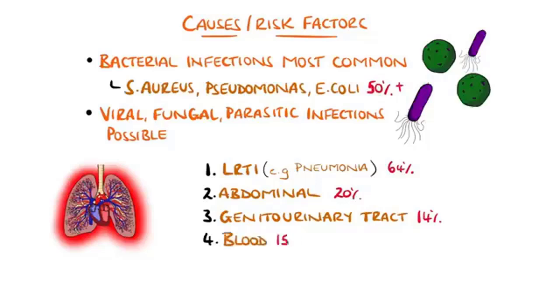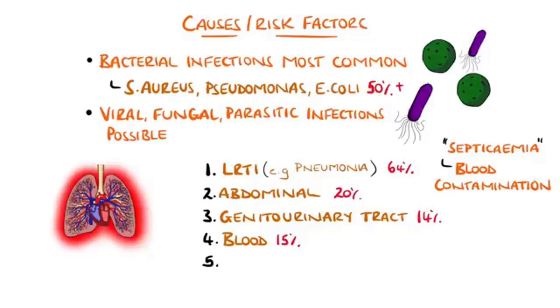Sepsis is sometimes referred to as septicemia, which means poisoning of the blood. But the blood does not necessarily need to be contaminated to cause sepsis, but is infected in around 15% of cases. In up to 1/3 of cases, no source of infection is found.